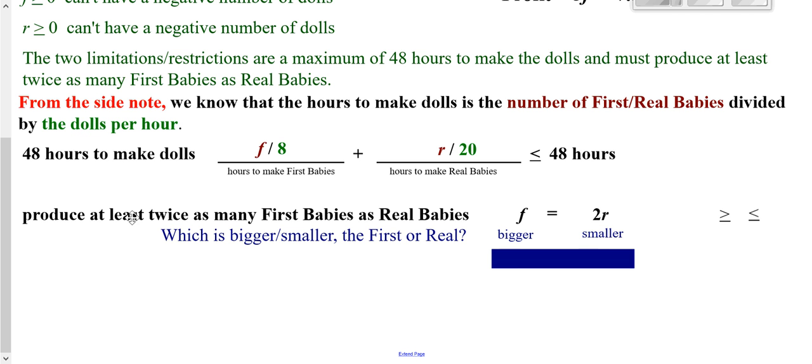We need to have at least twice as many first babies. So the first babies has to be that or more. So first has to be equal to this, or it has to be bigger. So that means it's really F greater than or equal to 2R.